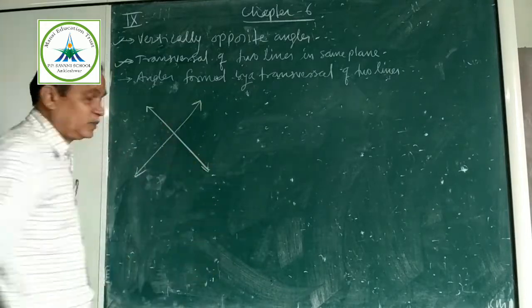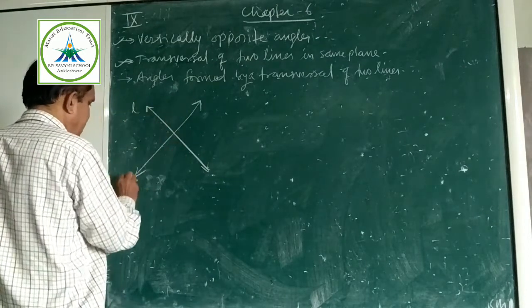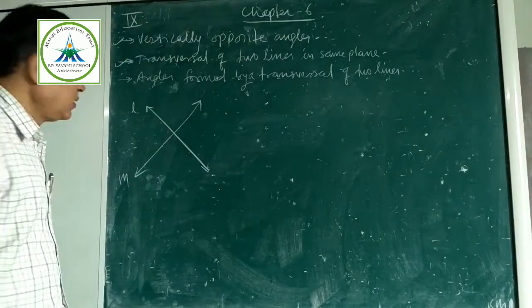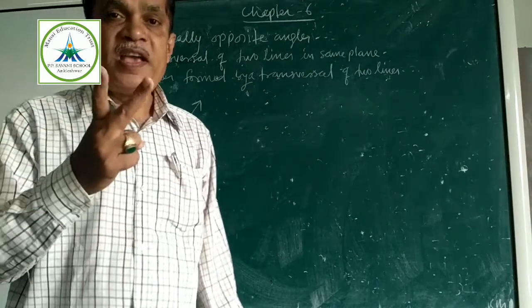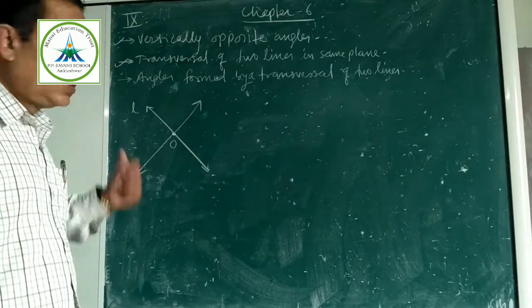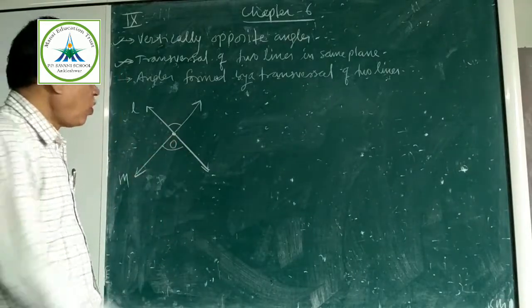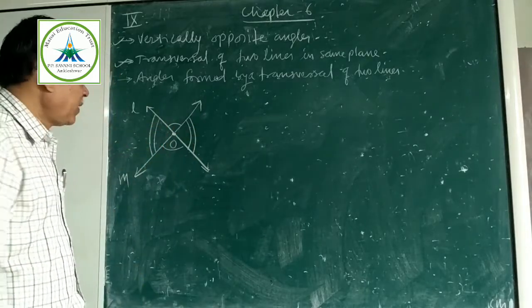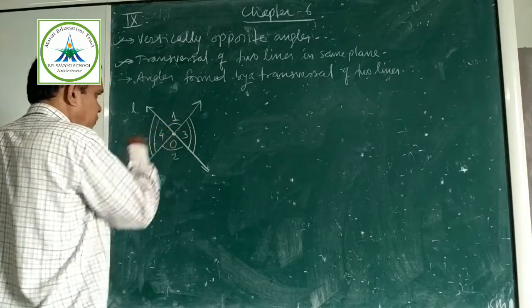Look here. How many lines? Two lines. Line L, line N, in the same plane. See, both are intersecting at point O. Two lines intersecting at point O form angles. If I am naming them 1, 2, 3, 4.